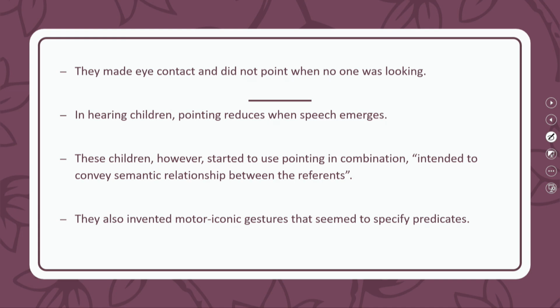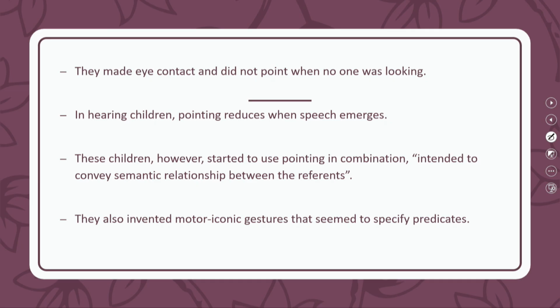Now, in hearing children, pointing reduces after a point, because when speech emerges, they do not need to use pointing anymore, they can then say the word. So, when they have learned the word for toy, they do not need to point to the toy to get it, they can simply say toy. By just saying the word toy, it means I want the toy. So, that is what happens with speaking and hearing children.